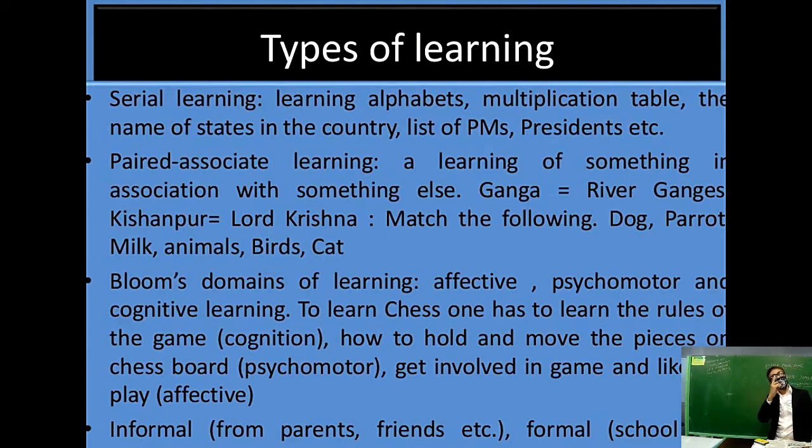Informal learning: this comes from parents, friends, peers, etc. Formal learning: this is from school and teachers. Non-formal learning includes clubs, workshops, and mutual interest groups.